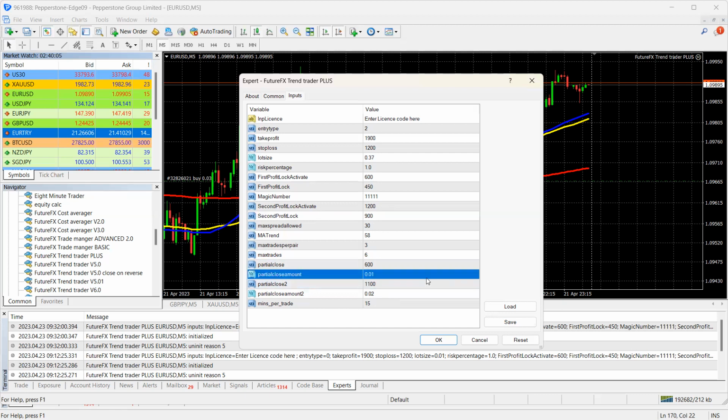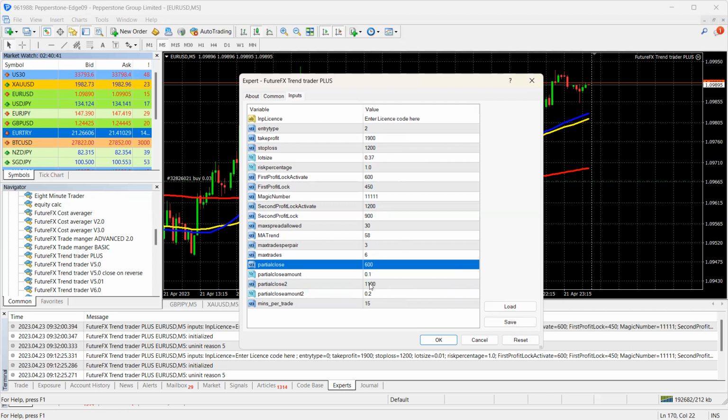The one thing you can't do, which will negatively affect your long-term average, is close out too much too early on the partial closes. So, if I set that at 0.10 and down here at 0.20, you can see by the time we got to 1100, we'd have closed out 0.3. So we only have 0.07 left to go right through to take profit. So we would make less money long term if we did that.